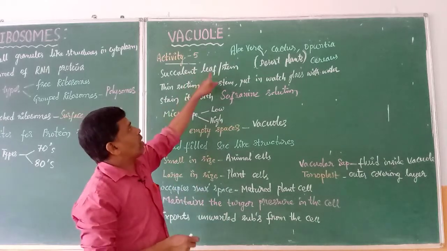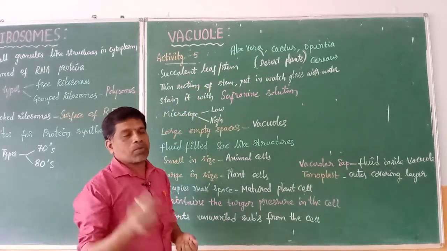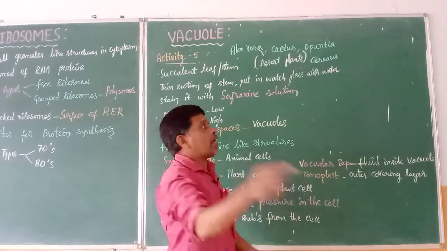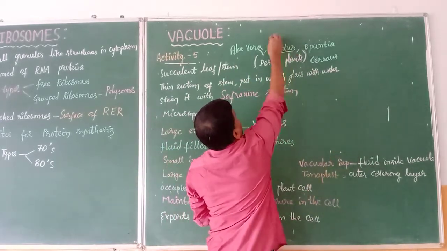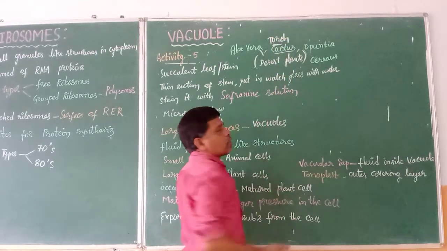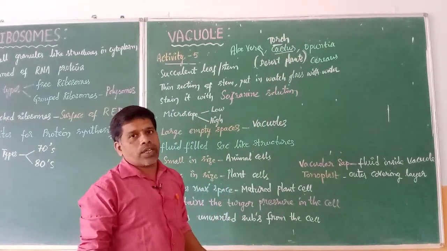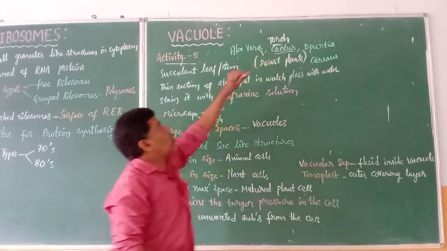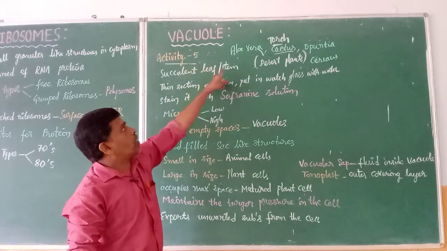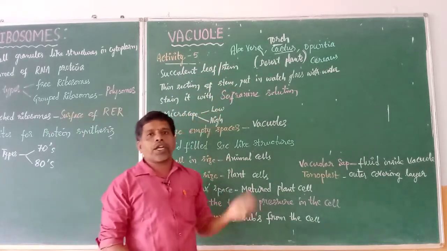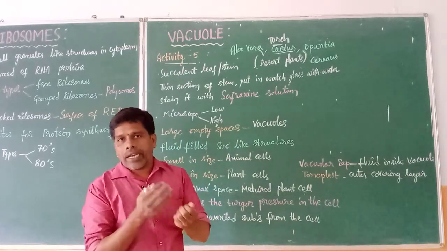From such a succulent leaf or stem we take a small piece from any plant. Preferably, the textbook has given a cactus plant, called torch cactus. Why is it called a torch cactus? It appears like a torch, it is in that shape. So we take a small portion of the succulent stem, a thin section of the stem, and put it in a watch glass containing water.